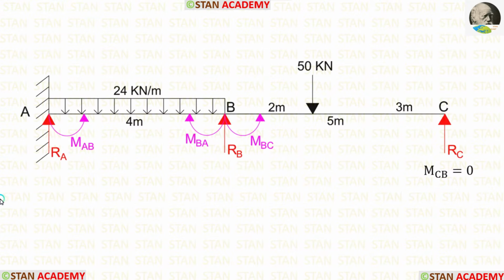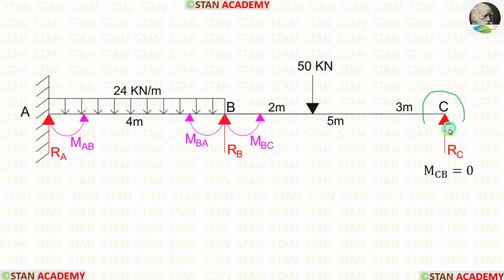In this analysis, we have to calculate three moments. In the fixed support, there will be a moment. Here, the moment is MAB. In the joints, there will be two moments. In the joint B, there are two moments, MBA and MBC.